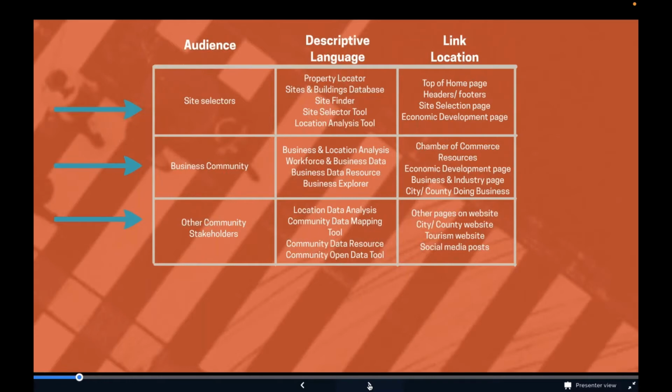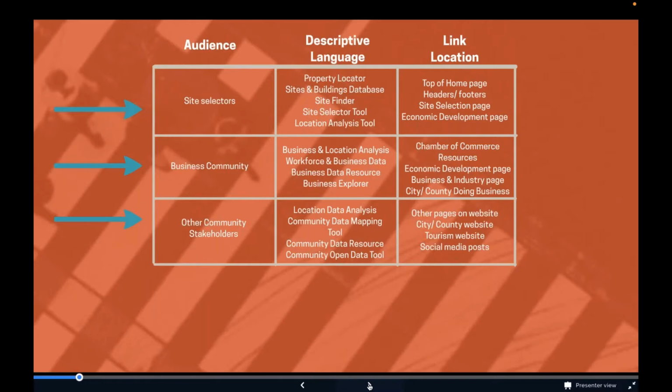And then think about where are we putting this link. So you might want to put it at the top of the page. You probably also want to put it in the footer. Headers and footers are really important because those appear on every single page in your website. So that's prime real estate, to stick with the metaphor we're working with here. Maybe you have a site selection page. Maybe you are an economic development department within a city or a county, and you have your own economic development page. Well, all of those are places you want to put that.